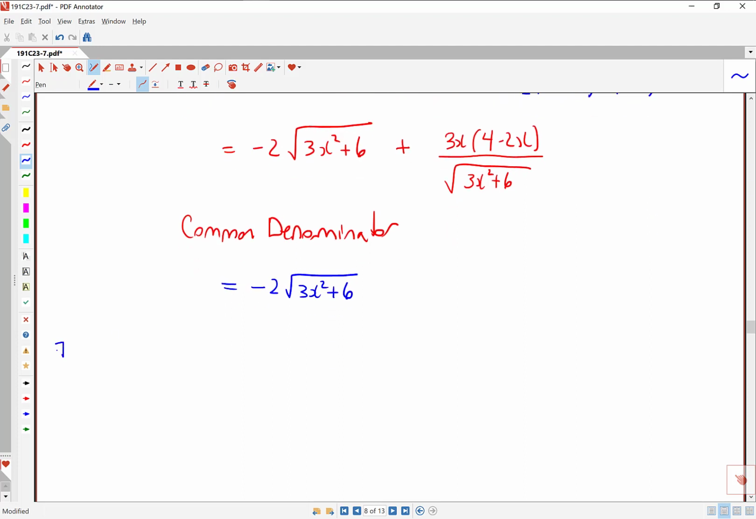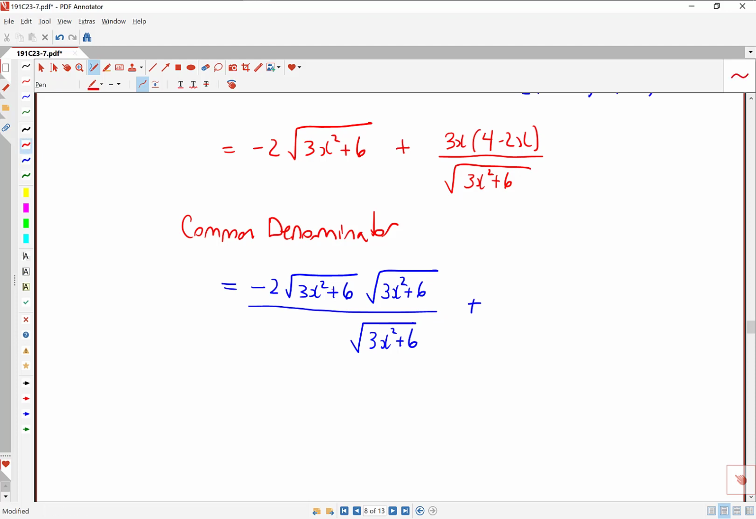So if you had a number like 7 and you wanted to turn that into something over 2, you would just multiply top and bottom by 2. You'd multiply that by 2 over 2, and that becomes 14 over 2. So that idea of multiplying top and bottom by something is how you create your common denominator. I mentioned that just so we can imagine how it works with numbers before we do it with roots. So if we wanted to put this over 3x squared plus 6, all square rooted, we would need to multiply top and bottom by that root. So multiply top and bottom by root 3x squared plus 6, and voila, you have your common denominator.